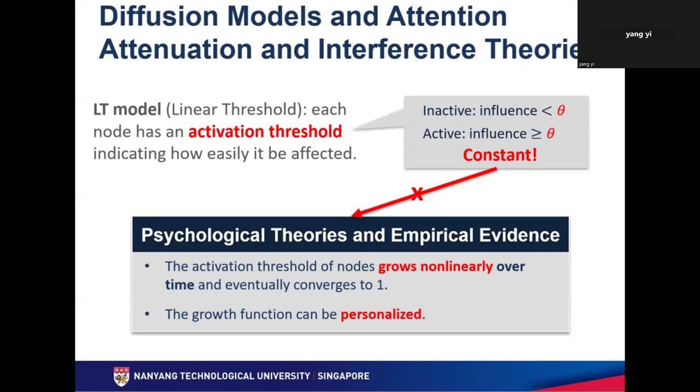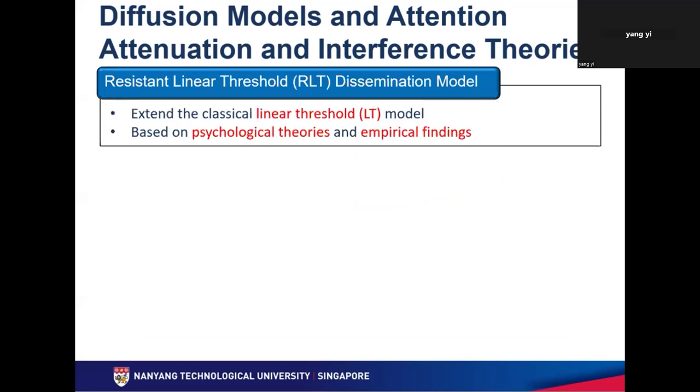According to the theory and empirical findings, the activation threshold of nodes will grow nonlinearly over time and eventually converge to one. Of course, when the threshold reaches one, it means the person is totally resistant to the information and will not spread it out. Also, this growth function is personalized. Different people have different resistance to the information, and the threshold changes dynamically over time. Okay, so here is a summary of the contribution of this paper.